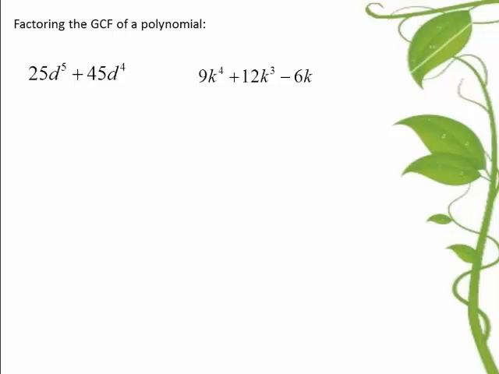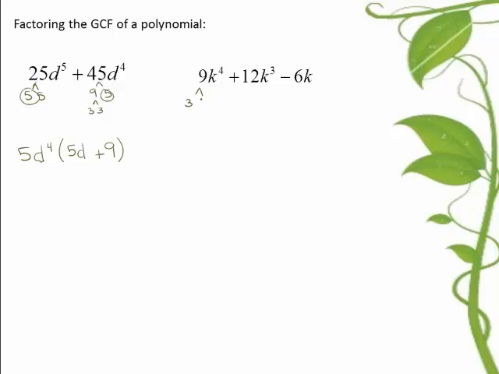Factoring the GCF of a polynomial is the same process, but then we have some addition and subtraction involved. So first I look at my coefficients. They're going to have a 5 in common. And then I have 5d's and 4d's, so they have 4d's that I can bring out. But what I have to do next then is 25 divided by 5 is 5. I had 5d's, I took 4 away, so I have 1 left. 45 divided by 5 is 9. I had 4d's, I took all 4 away, so I have none left.